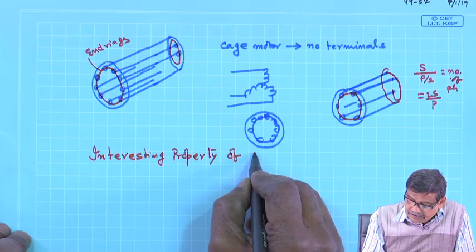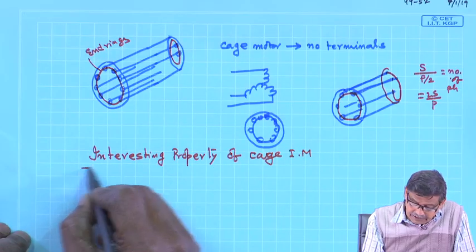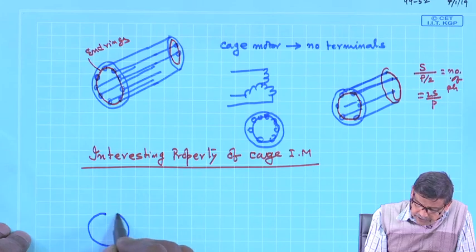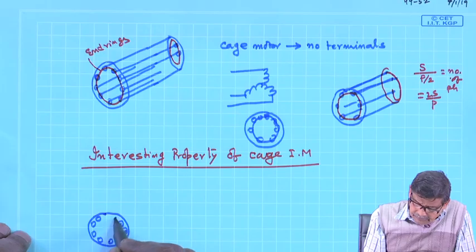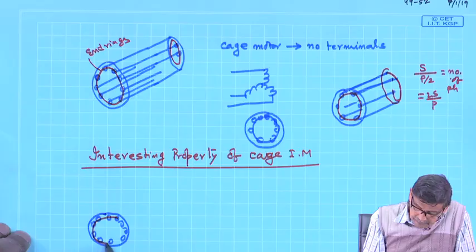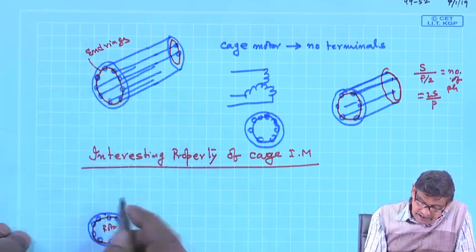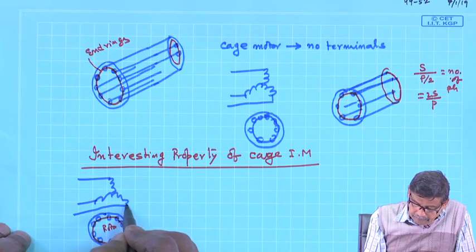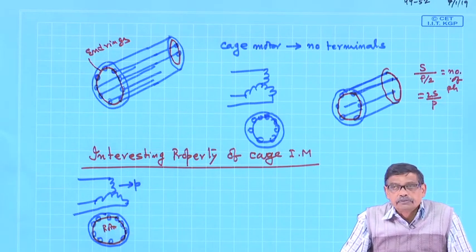Of cage induction motor, cage type induction motor. What is that interesting property? It is like this. Suppose you have a fixed rotor with a number of bars, and these are shorted. This is how I show a cage induction motor. This is the rotor. On the stator, I have a 3-phase winding, wound for p poles.